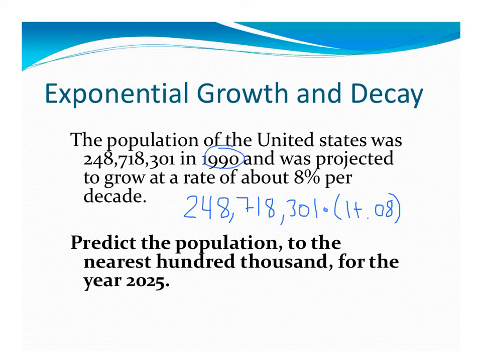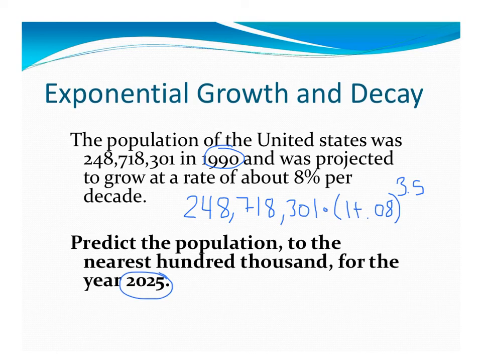From 1990 to 2025. Well, we have up to 2000 would be 1 decade, 2010 would be 2 decades, 2020 would be 3 decades, but 25, that's a half, so I'm thinking 3.5 decades. All right? Now, we're not doing 35 years. That's crazy. We're talking about decades here. It's growing at 8% per decade. All right, so let's plug that in our calculator and see what we get.